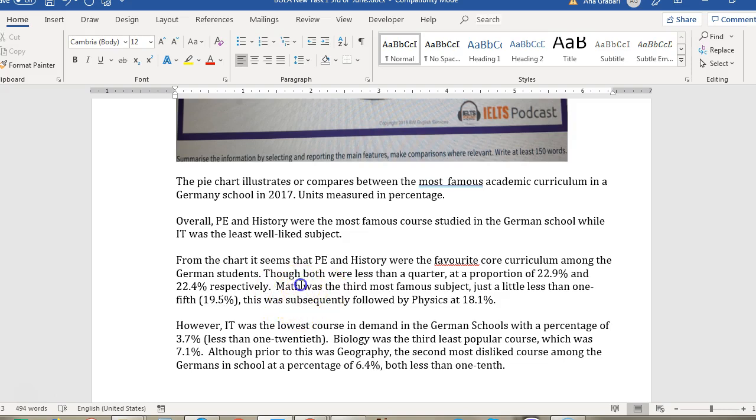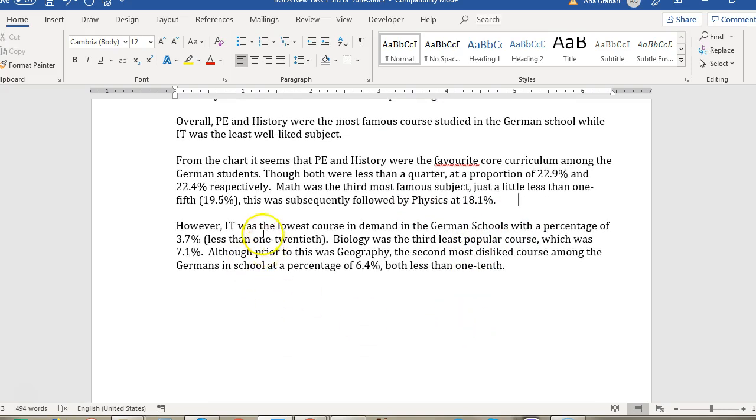Okay. Mathematics was the third most famous, again, not famous, but one of the things I told you, subject, just a little less than 1/5 of what? Of the distribution. This was subsequently followed by physics at this much. Okay. However, IT was the lowest course. Now, you cannot say the lowest course. You can say the lowest value, but not the lowest course. You can say the least preferred course in demand among or in German schools.